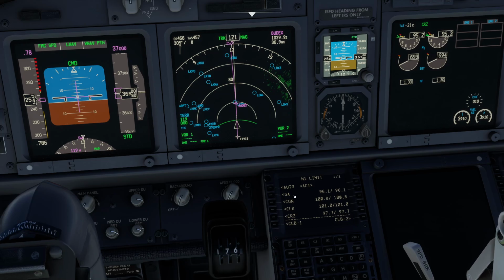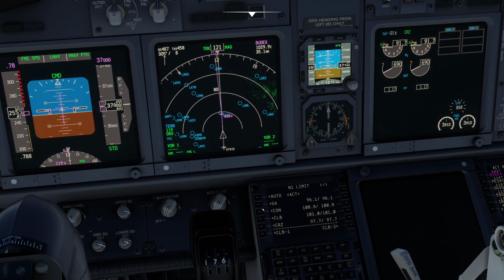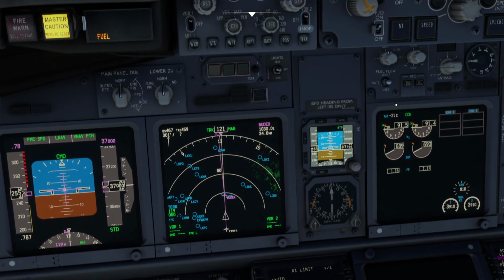So, once you have already been in maximum continuous thrust, you want to check again after any vertical movement of the airplane that you still have the MCT limit selected up here. In our case, as you can see, it is gone, so we have to select CON once again.